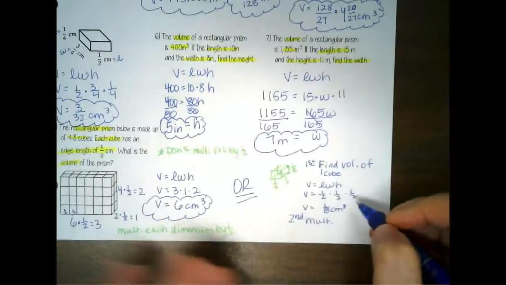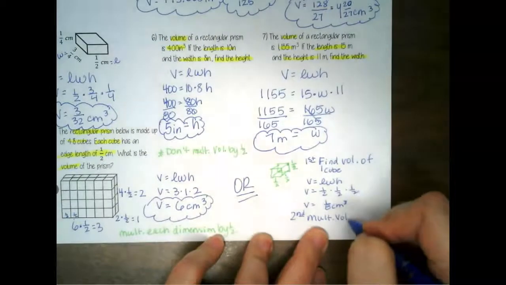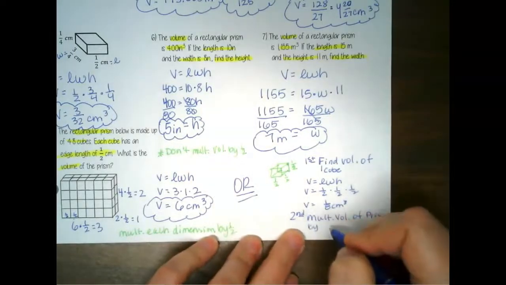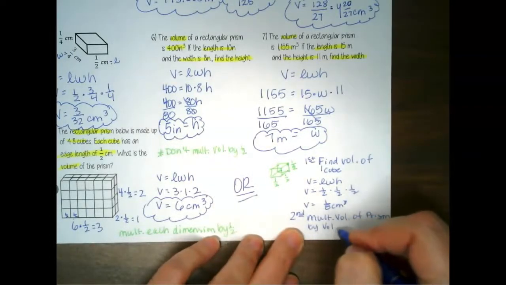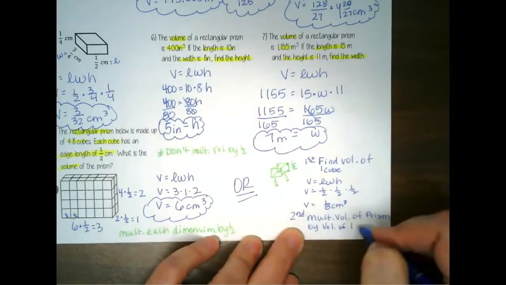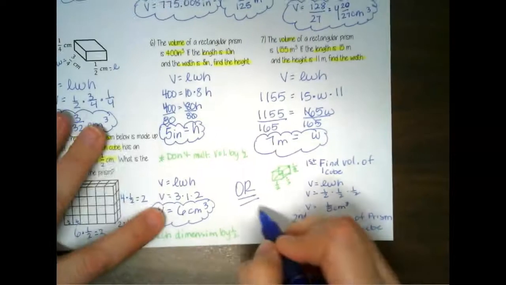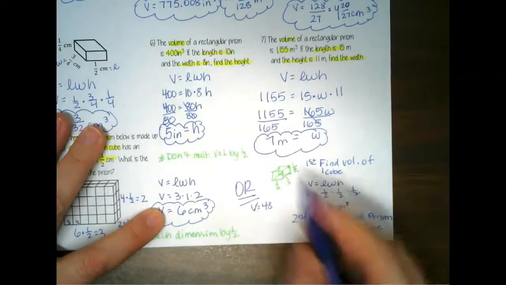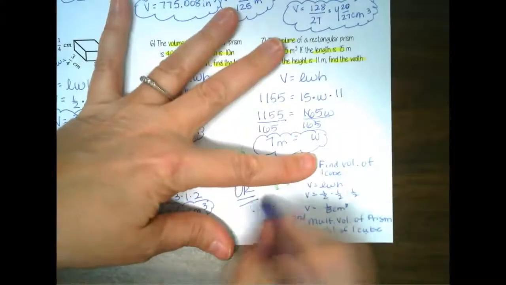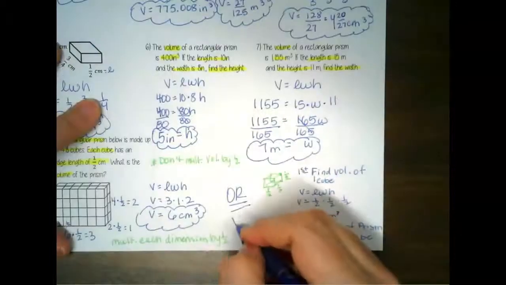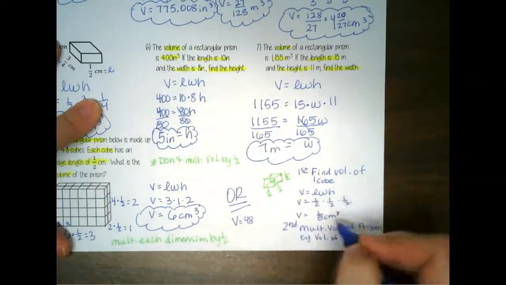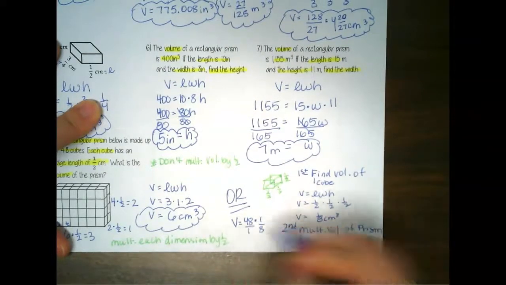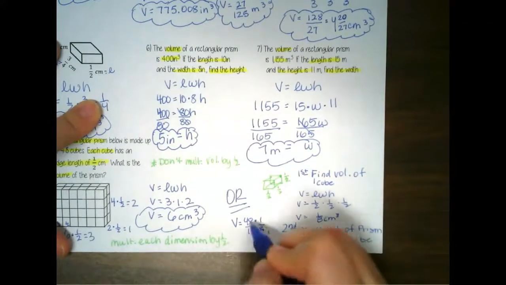So the second thing you're going to do is multiply the volume of the prism by the volume of one cube. Okay, well, the volume of the prism is 48. The volume of the whole prism is 48. The volume of one cube is 1/8. So make that a fraction, and then look what happens.